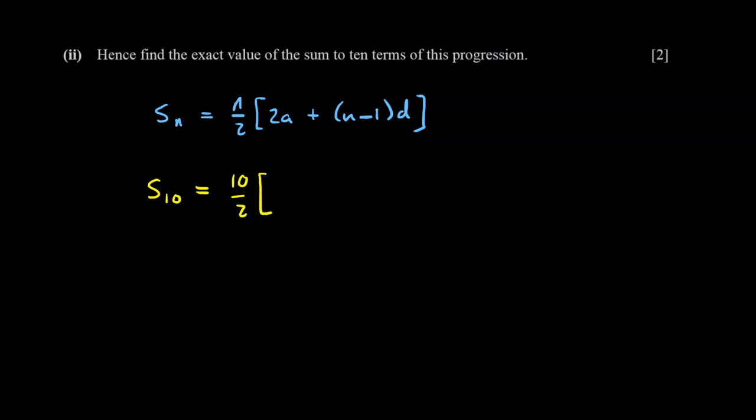Okay, part 2, we want to find the exact value of the sum of 10 terms of this progression. We want to see the formula again. What's the sum of the first n terms of an arithmetic progression? It's n upon 2 brackets 2a plus (n minus 1)d. That's given to you in the formulas on the front of your exam paper. So we need to substitute in the right terms. S10 is the sum of the first 10 terms. It's going to be equal to 10 upon 2, 2a.